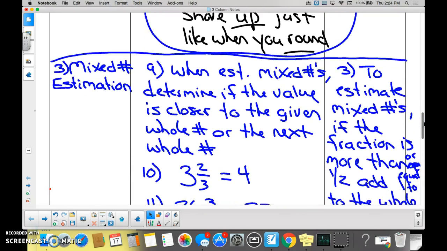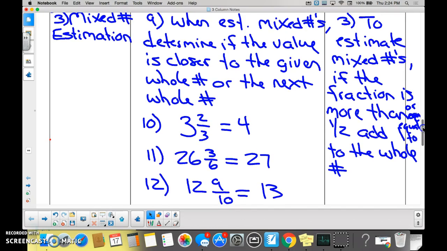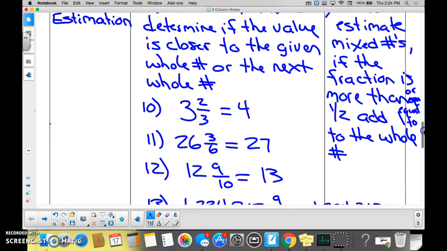Mixed number estimation. What are the 2 choices? On mixed number estimation, I give you a mixed number. What are your 2 options for answers? Katie? The given number, or the next number above. Above, right? So it's either the given or the next number above.